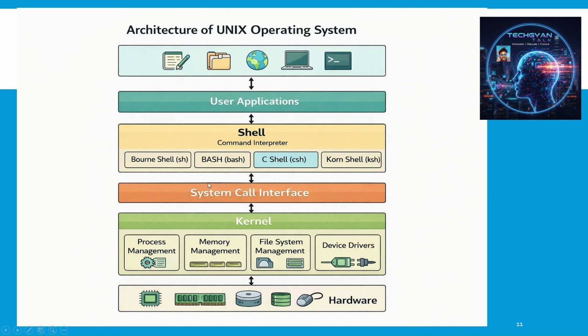Next, it will communicate with the system call interface, and then the system call will connect with the kernel. The kernel is the main core of the operating system, where it has process management, memory management, file system management, device drivers, etc. It manages the resources of the operating system. And next is the hardware. So whatever commands you pass, they will be translated and sent to the hardware components connected to it.